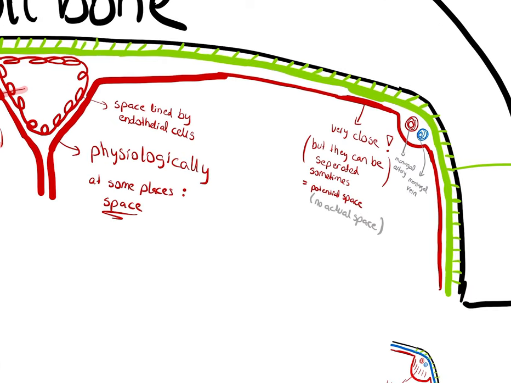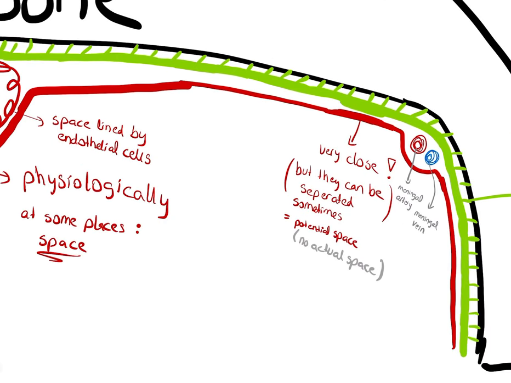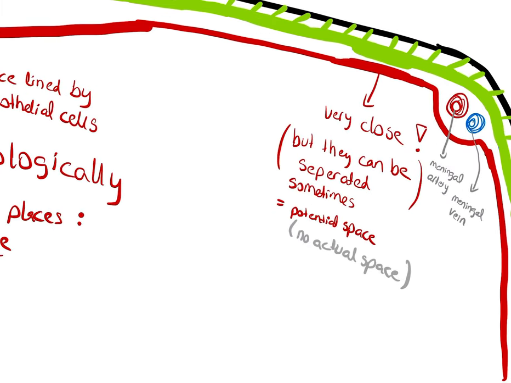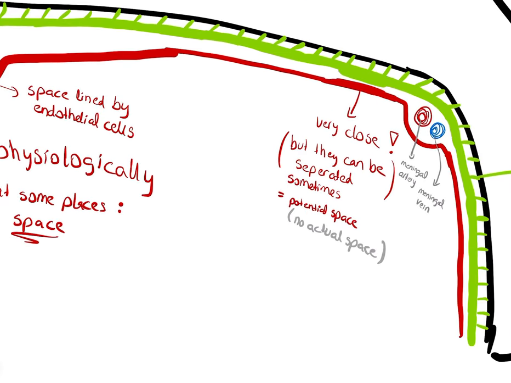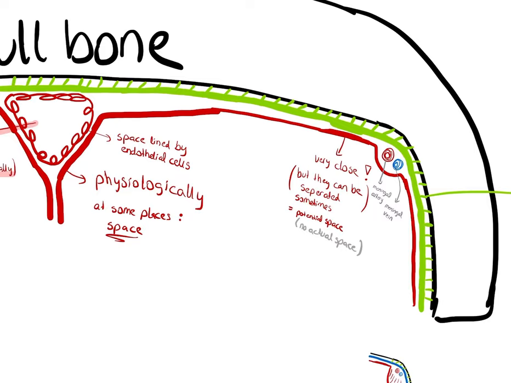But we have some places where the periosteal layer and the meningeal layer are very close to each other. They can be separated, but they are called potential spaces. There is no actual space. And you see here a meningeal artery and a meningeal vein.